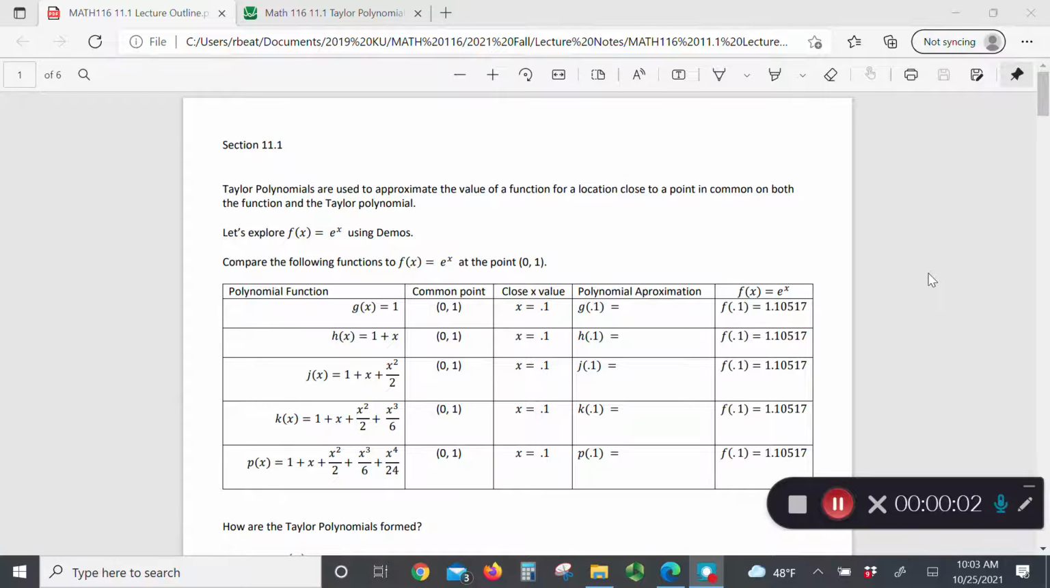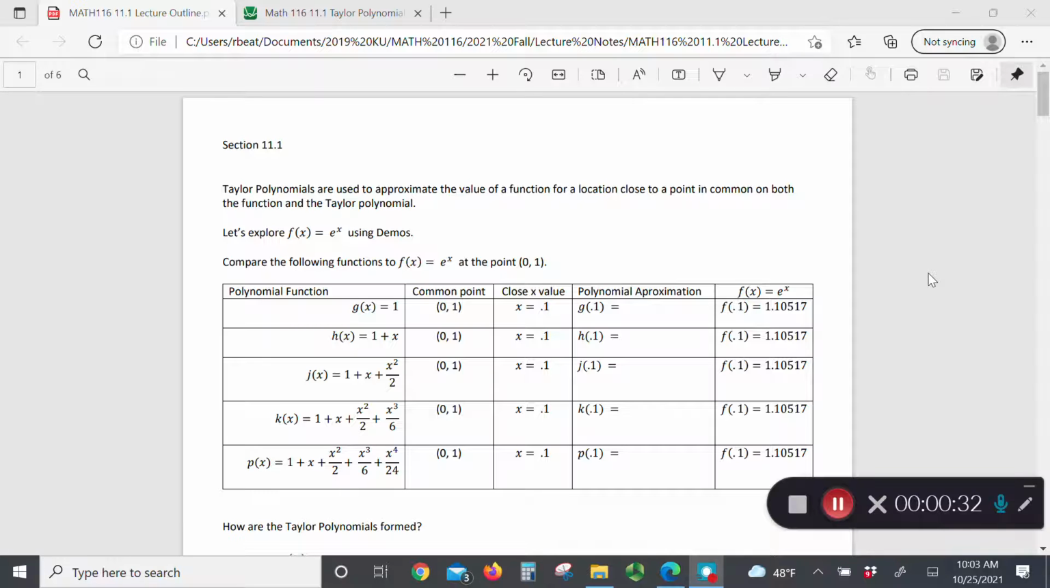Okay, so we want to look at the connection between Taylor polynomials and transcendental functions, or even other polynomial functions for that matter, because we're just learning how to work with these today. So we have explored y equals e to the x with Desmos, and now I want to actually go back and look at some of these functional values that we were working with before.